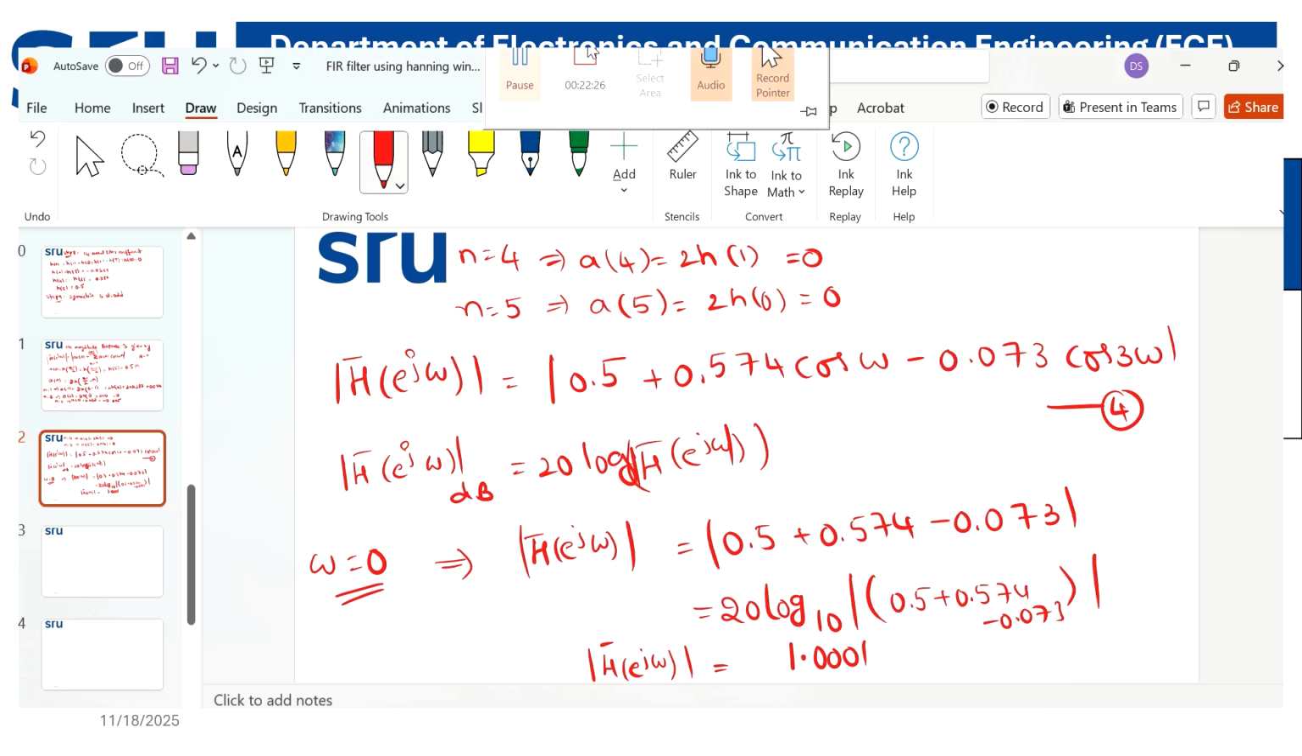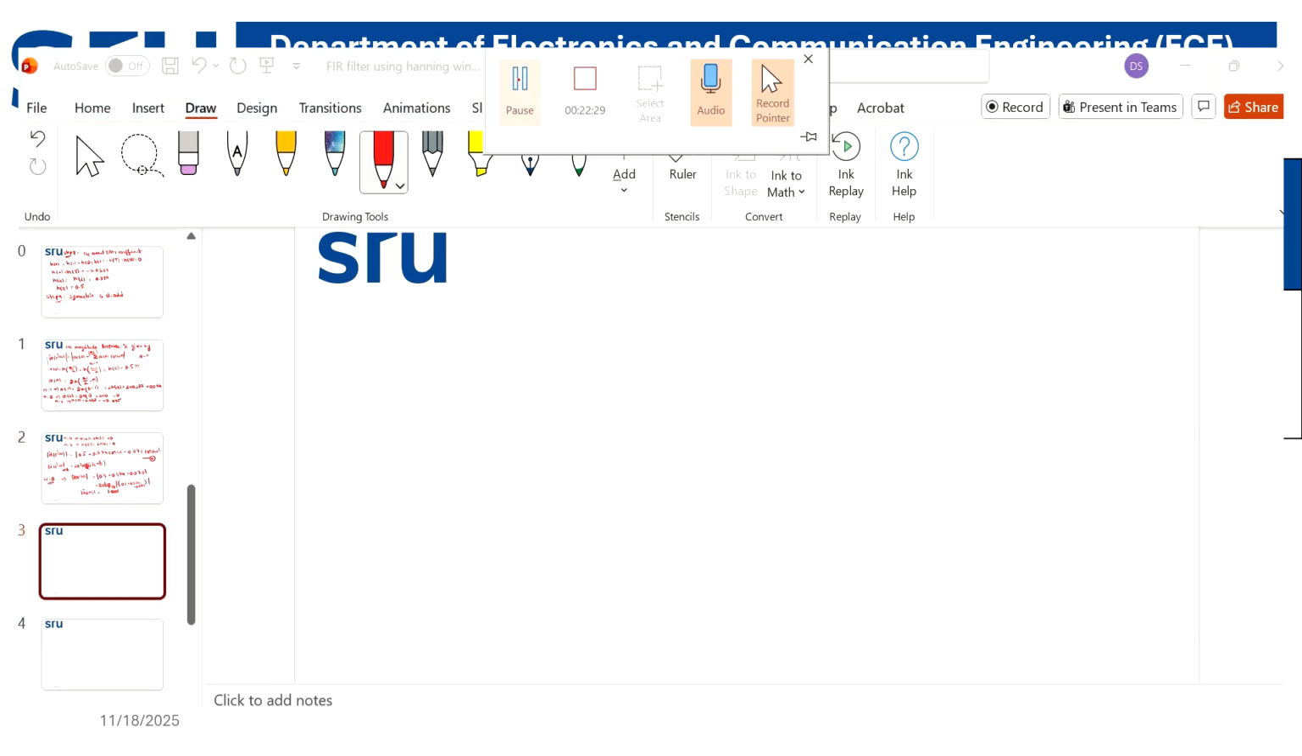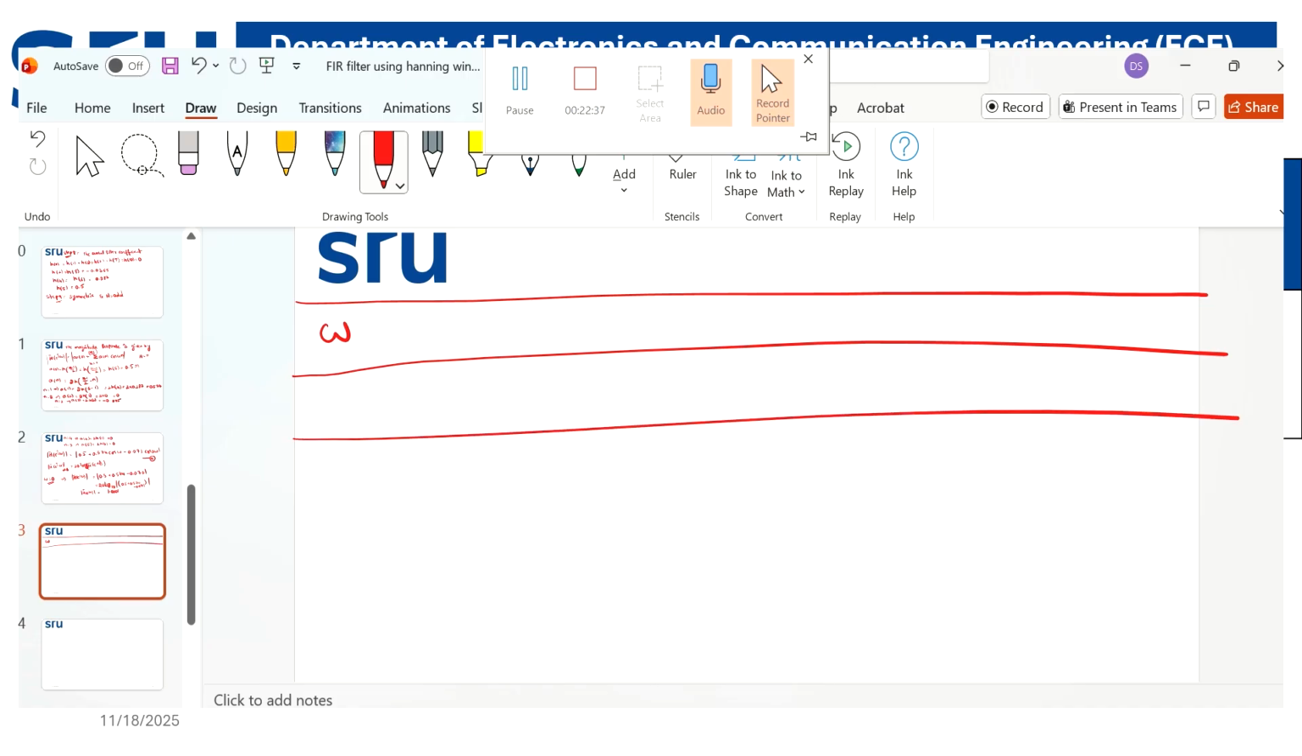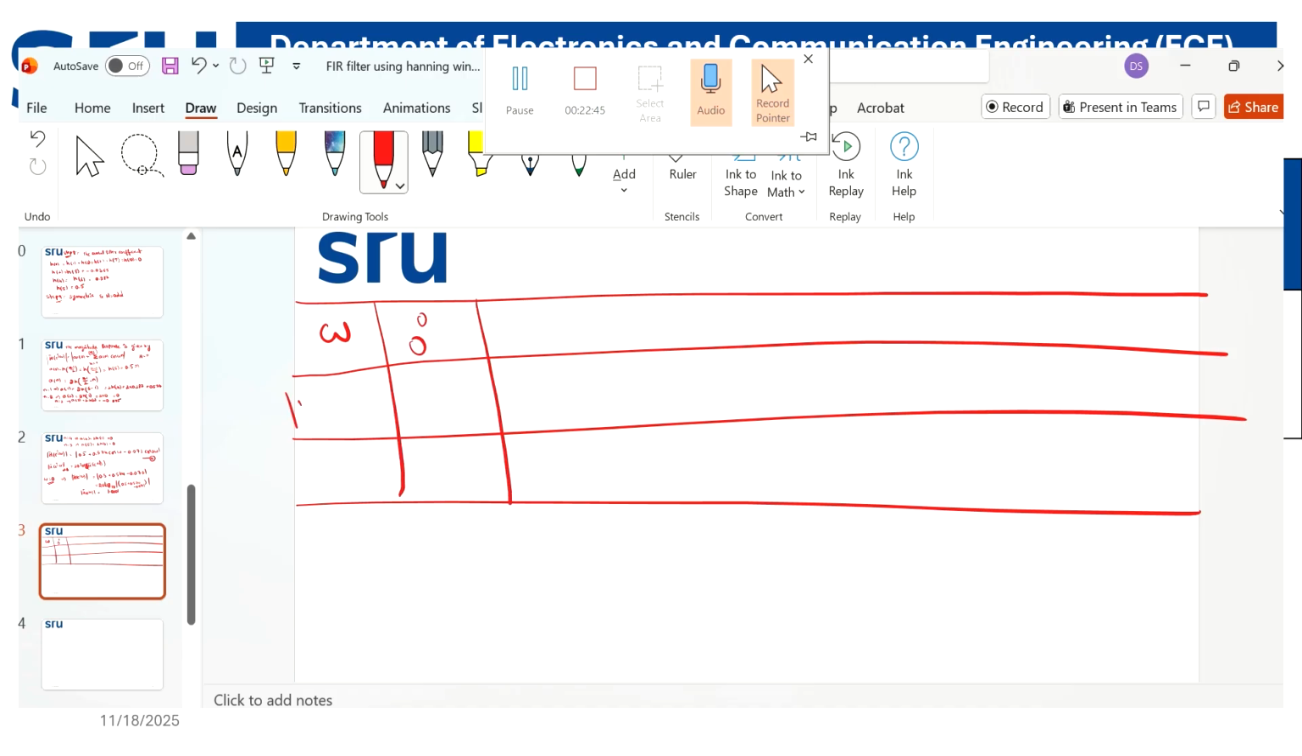Similarly, the table for different omega values, magnitude as well as phase values. First, omega is equal to 0 degrees. The magnitude in terms of dBs. So this is the magnitude and the magnitude in terms of dBs. So 0 degrees, 1.001.